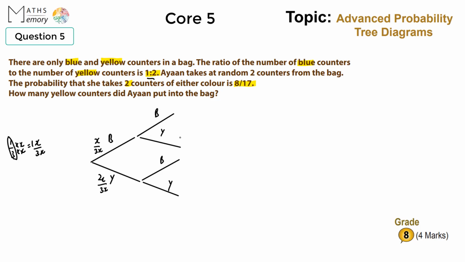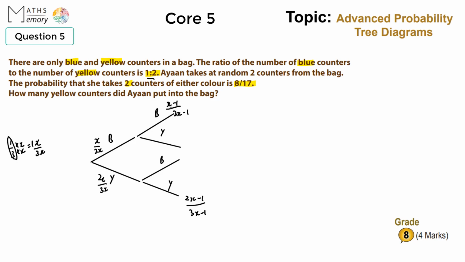So let's go over here. Now we assume that we take out a counter and we throw it away. We don't replace it. So what would b be over here? Now we should know this process. This one over here, 2 b's would be x minus 1, because we take away 1 from the numerator, over 3x minus 1. We always do the BB's and the YY's first. It just helps. This one over here would be 2x minus 1 over 3x minus 1. Let me do the BY now.